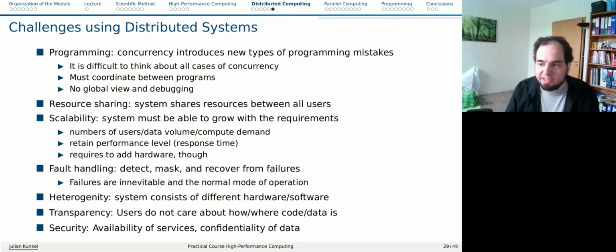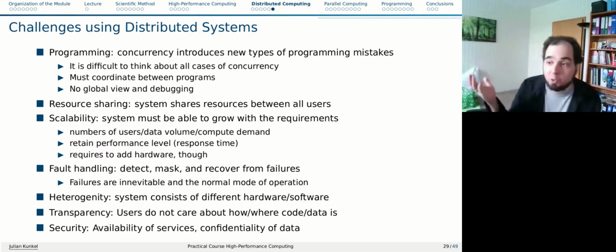You have this heterogeneity, that you have different hardware and software. We often don't want to care about where the code and data is, which is about transparency. And lastly, we have security. There are some issues when you talk about a distributed system. It's easier to break in. You need to harden a lot of nodes. You need to make sure that this message exchange happens securely.